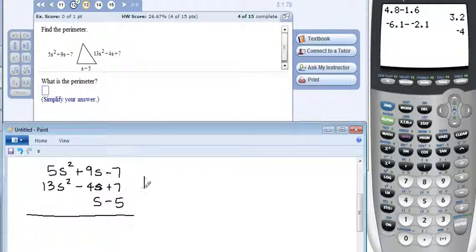So perimeter is the distance around, so I'm adding. So here I have 18s squared. Okay, this is a 1, if you want to put that in there. 9 minus 4 is 5 plus 1 is 6, right? So I've got 6 s's. 7 minus 7 is 0, minus 5 is minus 5. So there's your polynomial. These are all different: s squareds, s's, and 5s. So I can't add those, so I'm done on that one.